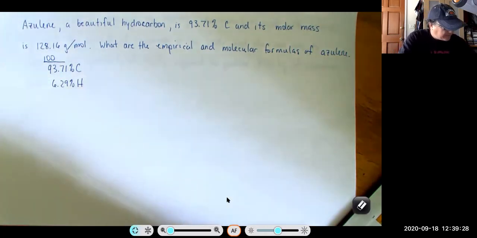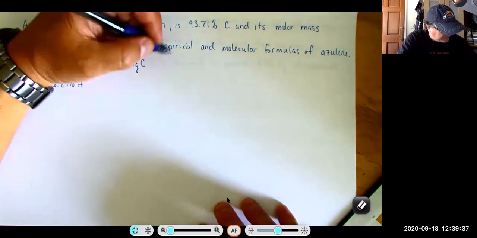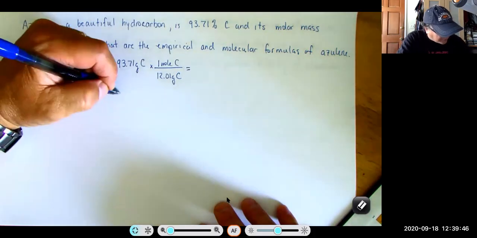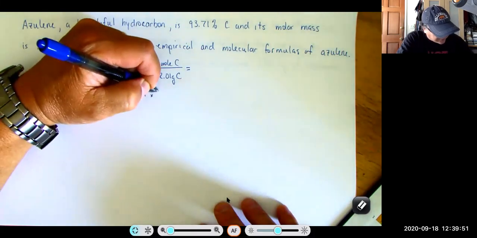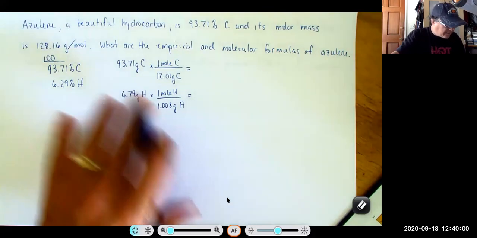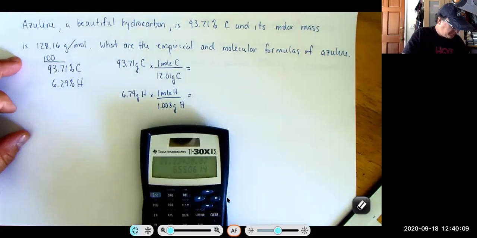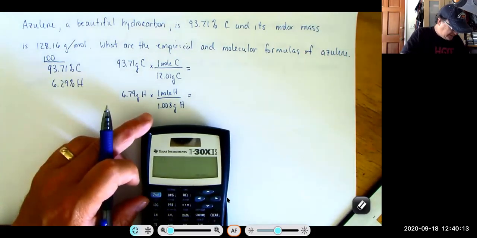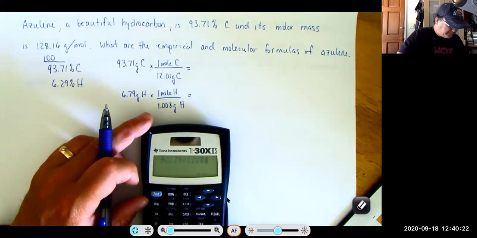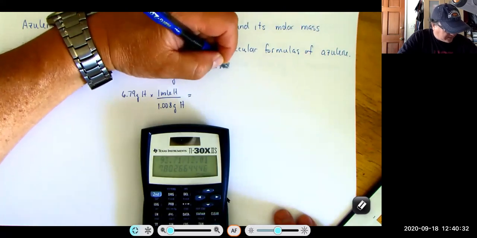Now to get the empirical formula, I'm going to pretend that I have 93.71 grams of carbon, and I'm going to turn that into moles of carbon. And I'm going to pretend that I have 6.29 grams of hydrogen and turn that into moles of hydrogen. And I can see the rough idea here, right? 12 going to 93, about 8 times, but not quite. So let's do the work here. 93.71 divided by 12.01, and I get 7.8027 mole.